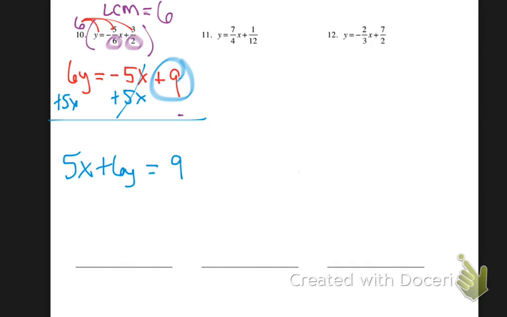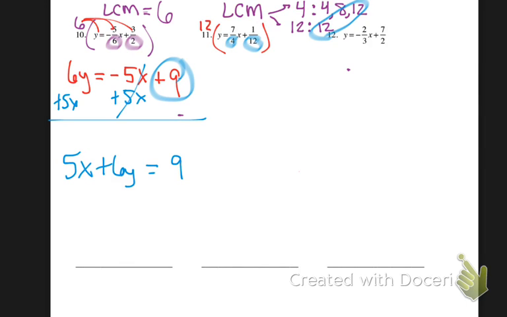Number 11, we have two fractions and the denominators are different. So we need to find the least common multiple between both of these. Let's write this one out. So 4, we have 4 times 1, 4 times 2, 4 times 3. I'm going to stop because I noticed 12 there. And if I start doing the common multiples for 12, well, 12 times 1 is 12. So I can stop because there's your least common multiple. It's 12. So we're going to multiply everything by 12.